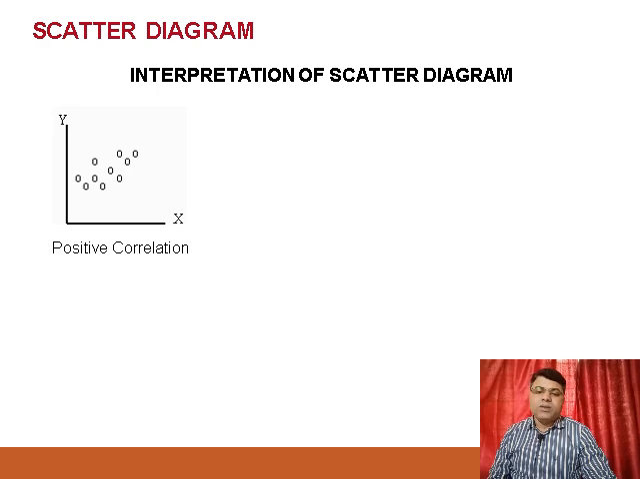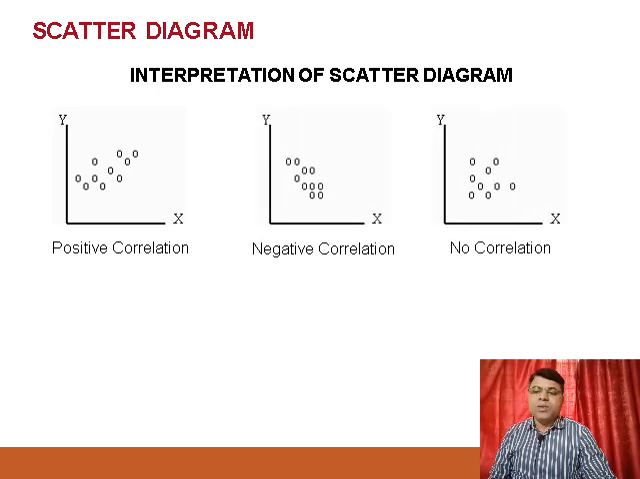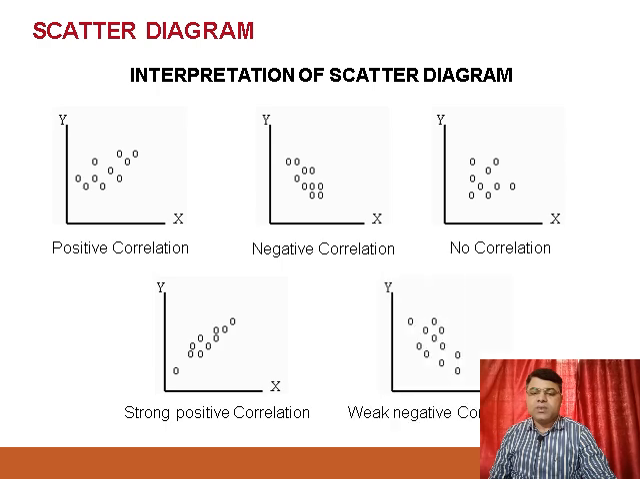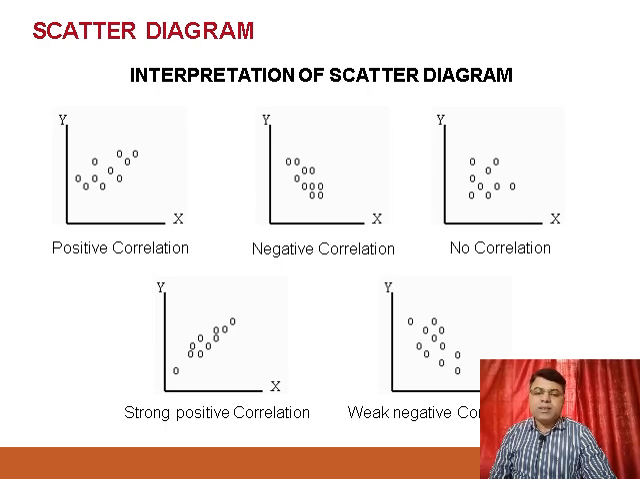So first is positive correlation, negative correlation, no correlation, strong positive correlation and weak positive correlation. So in positive correlation, we can see in the XY axis, if the direction of inputs is in a positive way, means towards the center line of the x and y direction, so it is positive correlation, means there is no issue in the process.